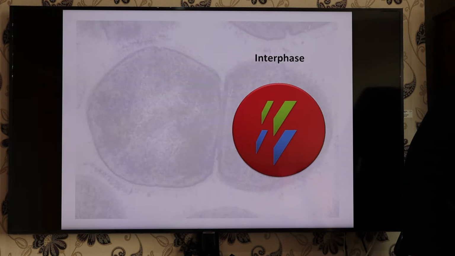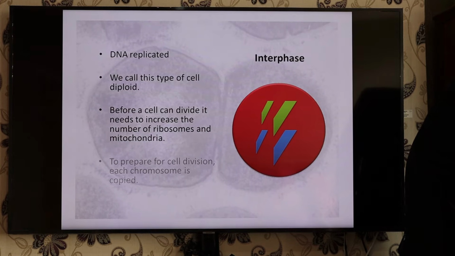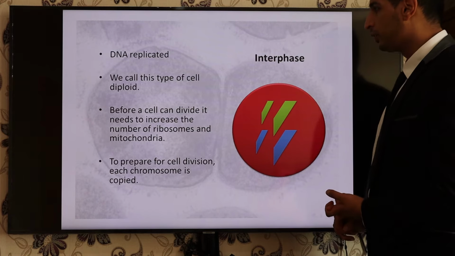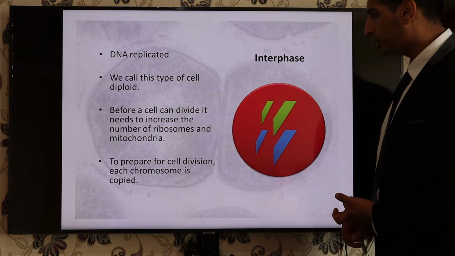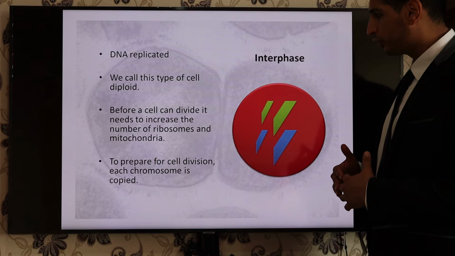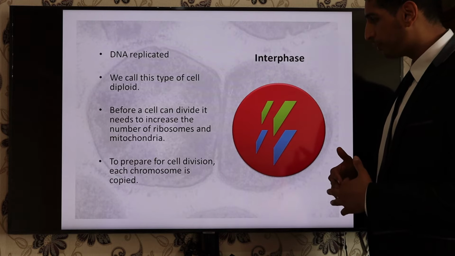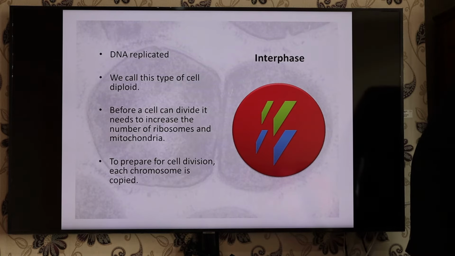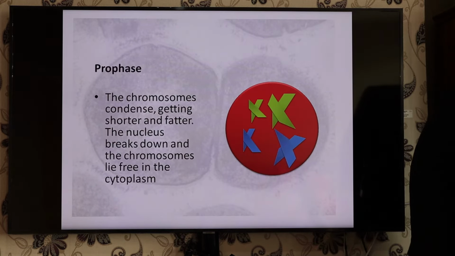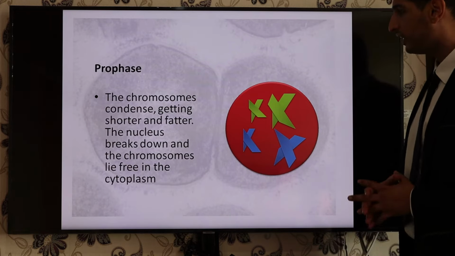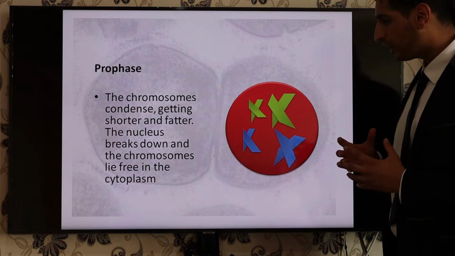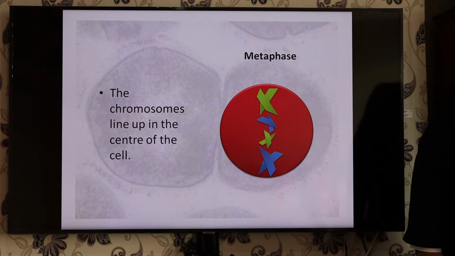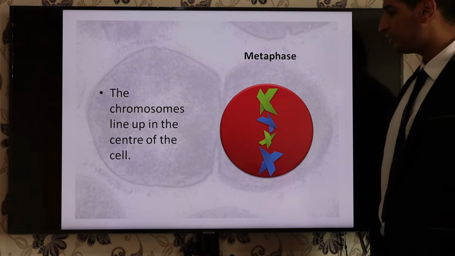Okay, interphase. I don't want you to get bogged down too much. Just remember the most important things. DNA is replicated. We call this type of cell diploid. Before a cell can divide, it needs to increase the number of ribosomes and mitochondria to prepare for cell division. Each chromosome is copied. So in interphase that happens. What happens in prophase? In prophase the chromosomes condense, getting shorter and fatter. The nucleus breaks down and the chromosomes lie free in the cytoplasm. What happens in metaphase? Easy, they all start lining up in the center of the cell.